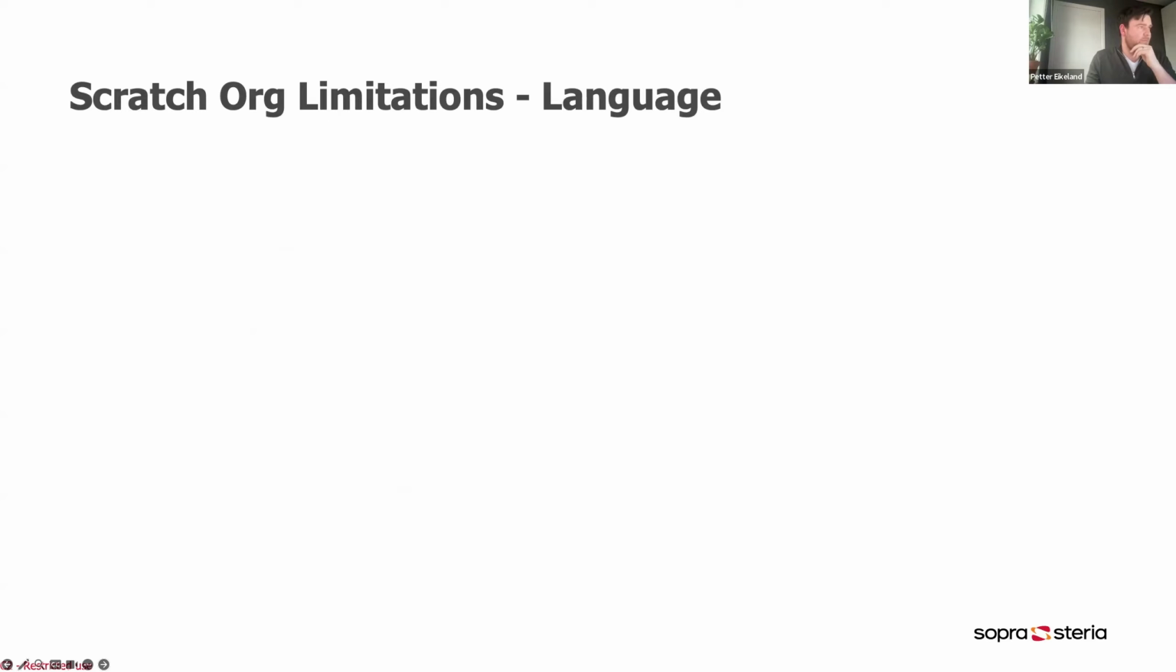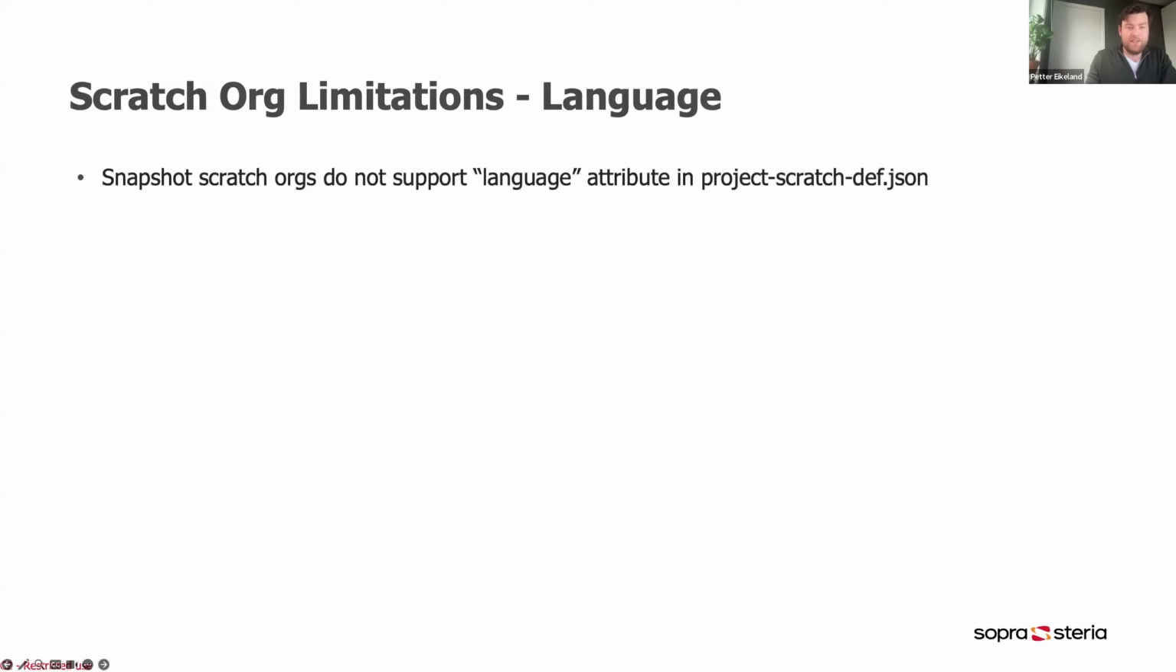Then we're coming to the main limitation for us. This is the reason why we haven't been able to implement Scratch org snapshots: the snapshot Scratch org doesn't support the language attribute. For those who don't know, the language attribute is needed if your Scratch orgs are being created in a different language than you want. It's based on your DevHub sign-up country, and we'll come back to whether it's possible to change that or not. But this means that your Scratch org will be created in the wrong language. You're not able to override those snapshot Scratch orgs for now.